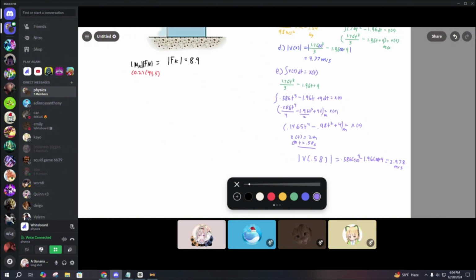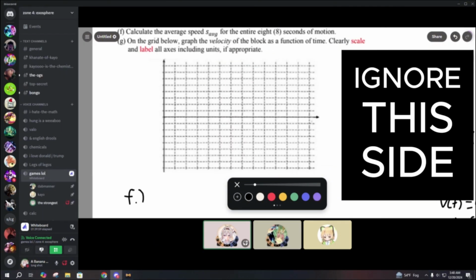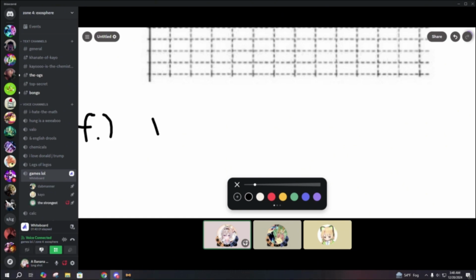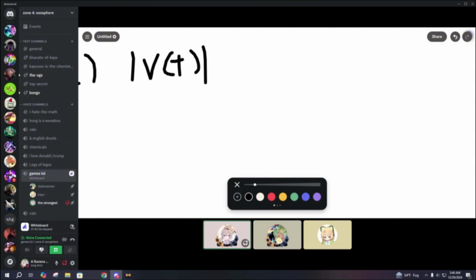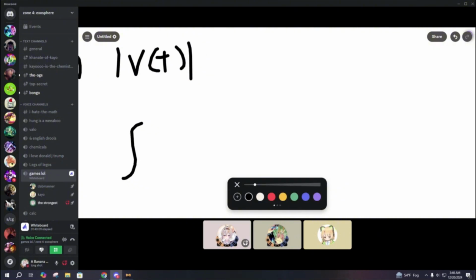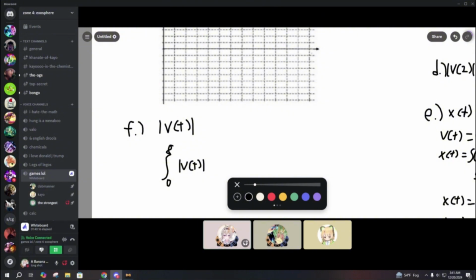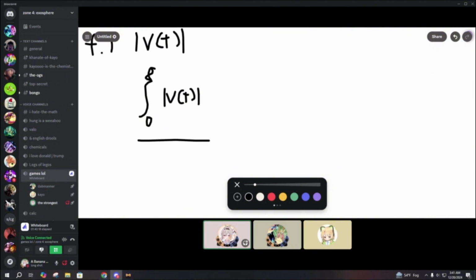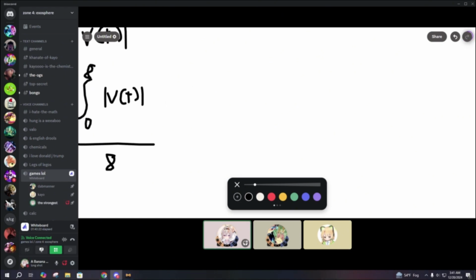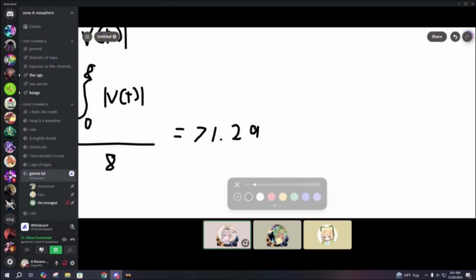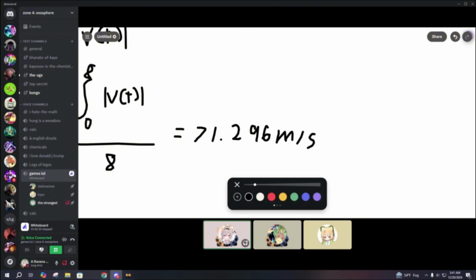So yeah. All right, F. They want the average speed for the entire 8 seconds of motion. I know that speed is the absolute value of velocity. So if I integrate the speed, then I'm just getting the distance traveled from 0 to 8 seconds. And the distance traveled over the time frame is going to be my average speed, because speed is distance over time. So that gets me 71.296 meters per second.